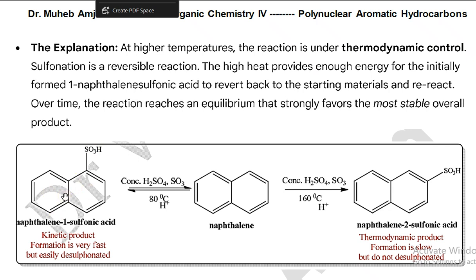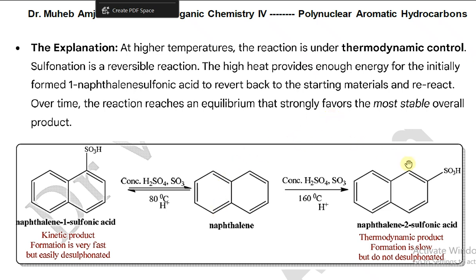to revert back to the starting material, and react again over time. The reaction will happen and go back to the starting material again. The reaction reaches an equilibrium that strongly favors the most stable overall product.